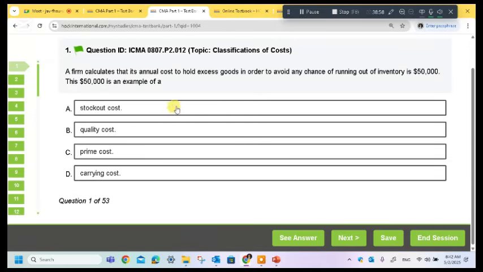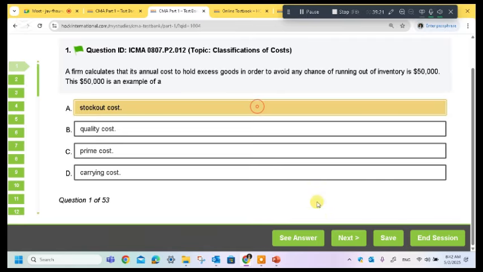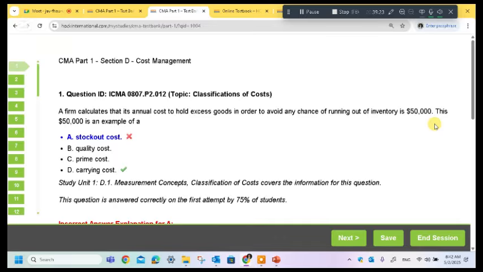A firm calculates that its annual cost to hold excess goods in order to avoid any chance of running out of inventory is 50,000. This 50,000 is an example of... Stop. Carrying cost.